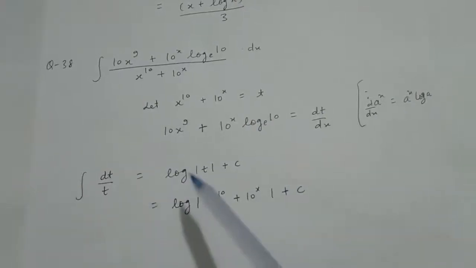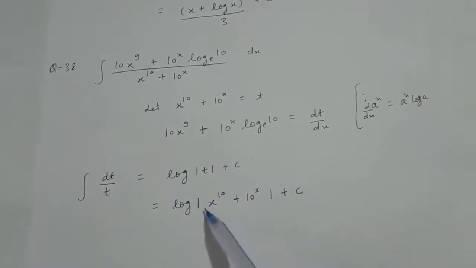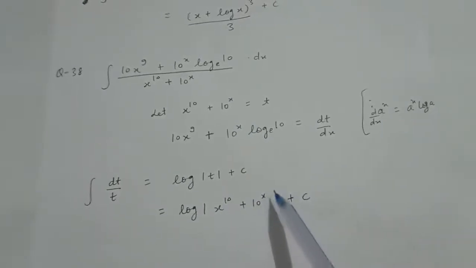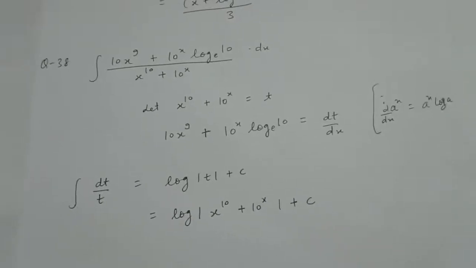Now integral of 1 by t is log mod t plus c. So you will get log mod of, in place of t put this value which you assumed, x raised to the power 10 plus 10 raised to the power x plus c.